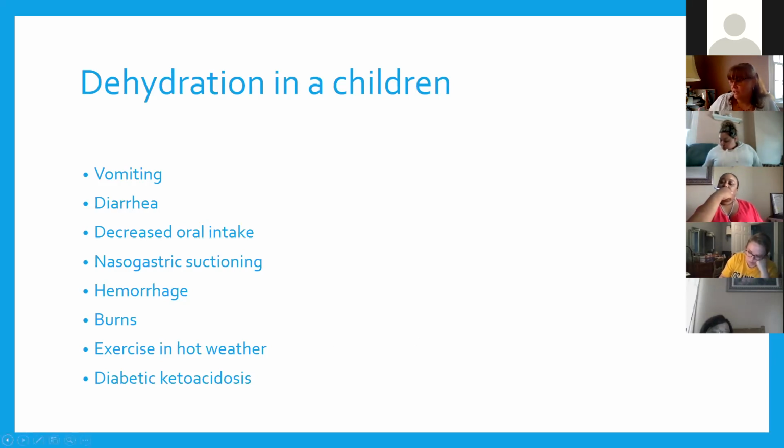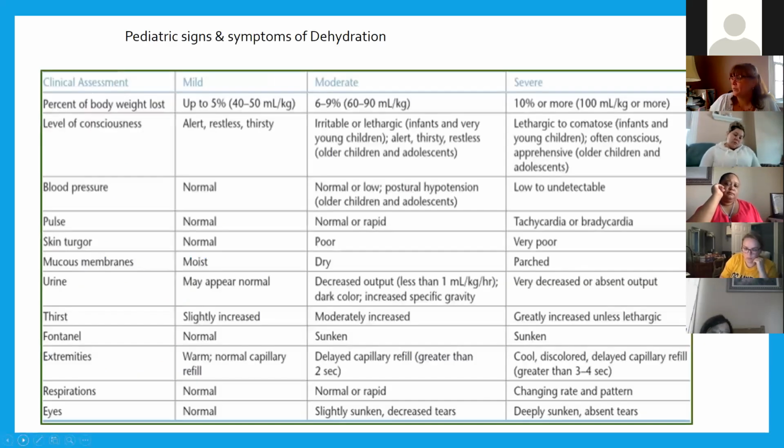And then obviously if you have a juvenile diabetic, we worry about diabetic ketoacidosis, which we'll talk about in a couple weeks. So, pediatric signs of dehydration. Don't memorize this slide, but I do want you to be able to understand what the signs and symptoms in children look like, because they are often different than what you might see in an adult, okay?